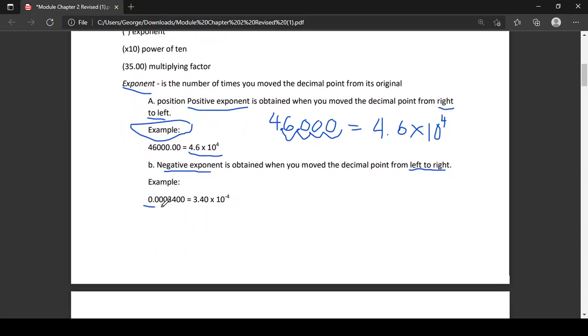So an example of this is 0.003400. Kids, is 0.0034 less than 1 or more than 1? Less than 1, sir. Therefore, it is a negative exponent. If it is a negative exponent, kids, it is less than 1. Remember this. Again, it is the bread and butter in your scientific notation. If it is positive, it must be more than 1 or at least 1. And negative exponents must be less than 1. For positive exponent, kids, right to left. For negative exponent, left to right. Okay?